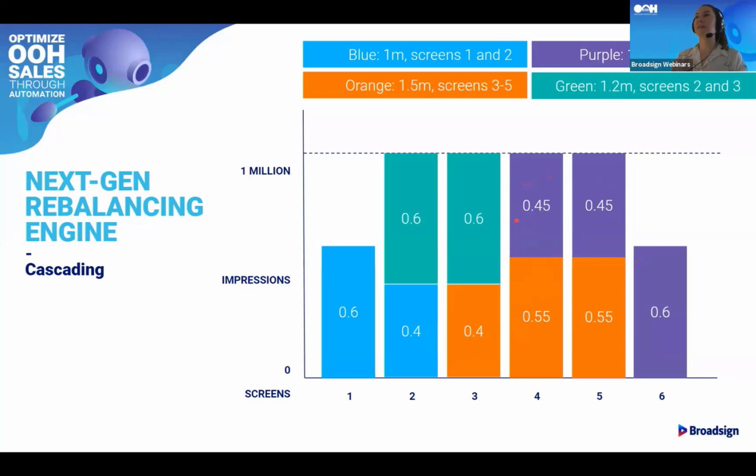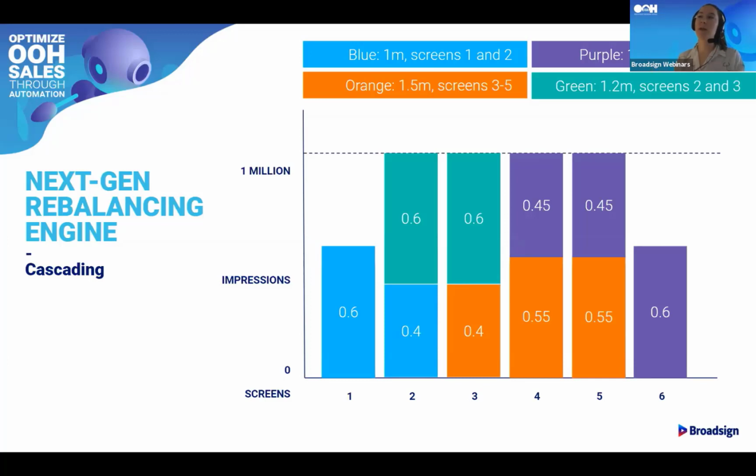It will actually cascade. So it will actually look into the other screen selected for campaign purple, see if there is room available to make sure that you fit in your 1.5 million impressions. And it will therefore increase the frequency on screen 6. So here you're really able to fit in 4 campaigns, even though at the beginning you had 2 screens fully booked. And that's where it's very easy to do for such a tool.